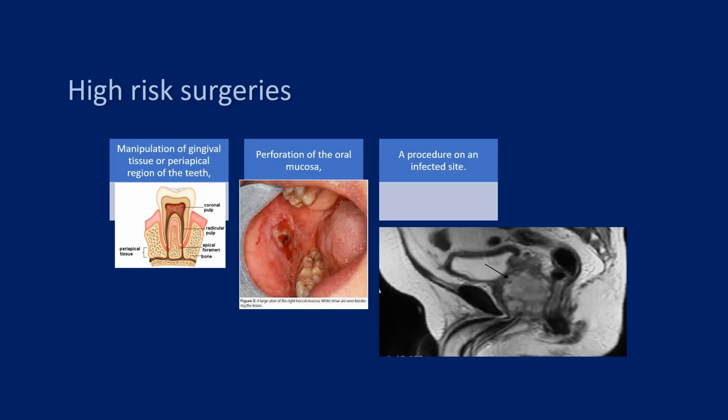Current recommendations advise prophylactic antibiotics only for those at highest risk for severe morbidity or mortality from endocarditis undergoing manipulation of gingival tissues or the periapical region of the teeth, or perforation of the oral mucosa, or a procedure on an infected site. So these three are the high-risk procedures for which you require prophylaxis.